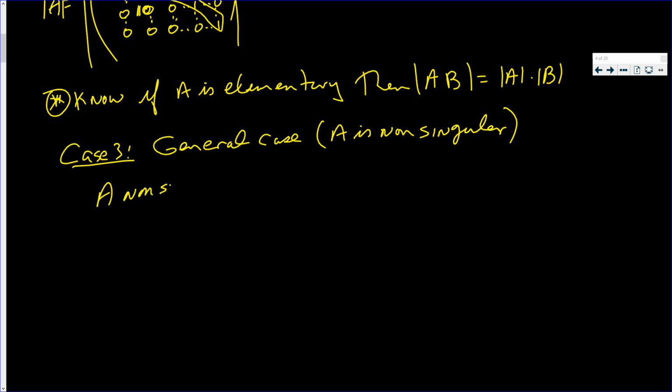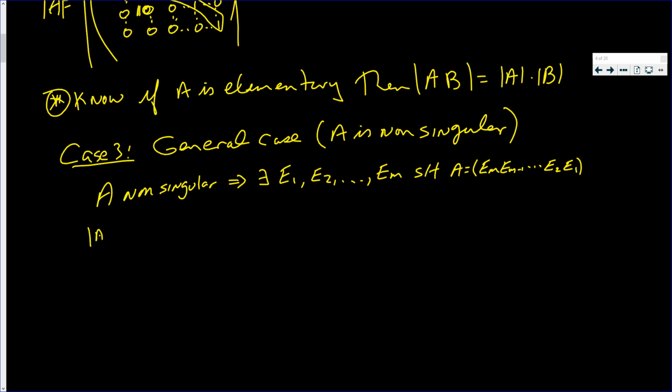A non-singular implies that there exist elementary matrices E1, E2, and up to some number, say M, such that A is equal to E_M, E_(M-1), all the way down to E2, E1. That's what A equals.